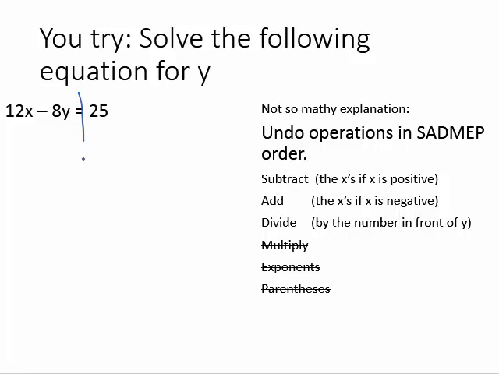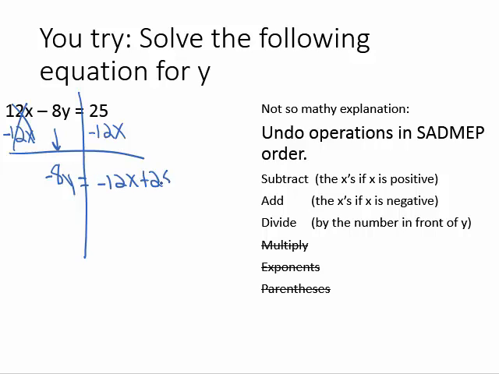Alright, so again, we're going to split down our equation, and we're going to take that positive 12x and subtract 12x's from both sides. So that leaves us with negative 8y is equal to negative 12x plus 25. To get rid of the negative 8 times y, we're going to divide everything by negative 8. So all of our terms on both sides are divided by negative 8, leaving us with y is equal to negative 12 over negative 8.